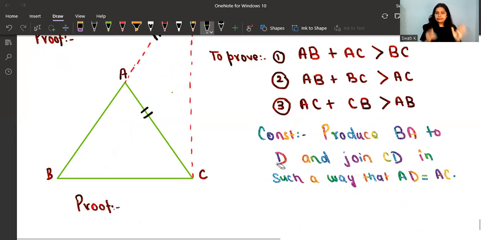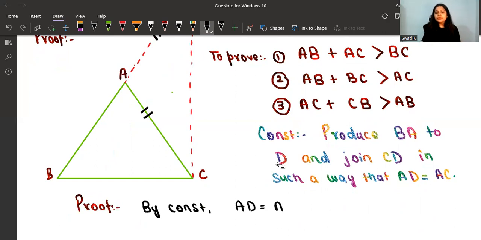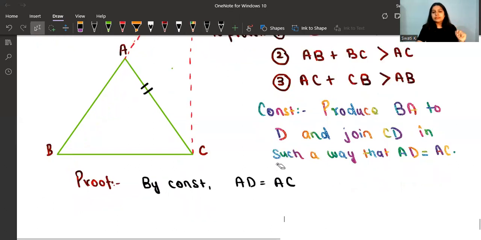The first thing that we have done here is using our construction. So you can write down, by construction, we have done one thing. What we have done? That AD equals AC. Now here I'm going to use one very important property of a triangle, that if we have two sides equal, then the opposite angles are always equal. This is a property. This is a theorem, we can say.